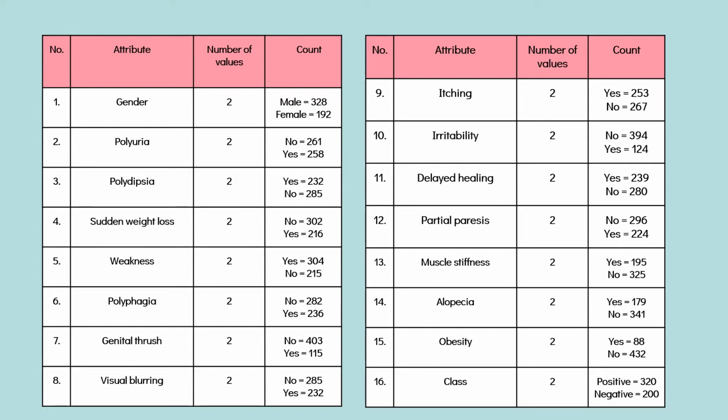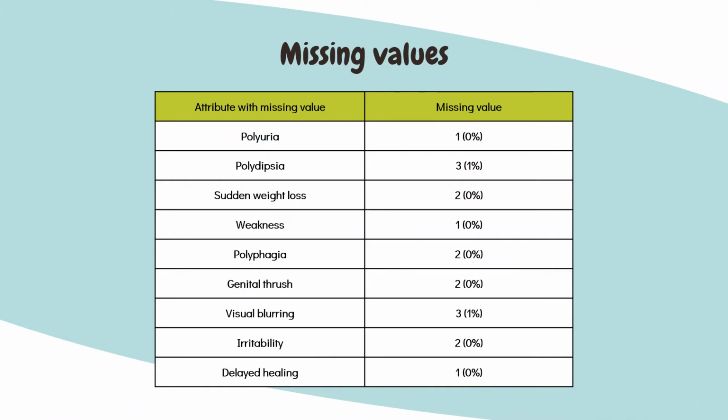For example, the attribute gender has number of values of 2, which are male and female. The count of male is 328, and for female, the count is 192. The second example, polyuria, the number of values is 2, which are no and yes. The count for no is 261, and for yes, the count is 258.